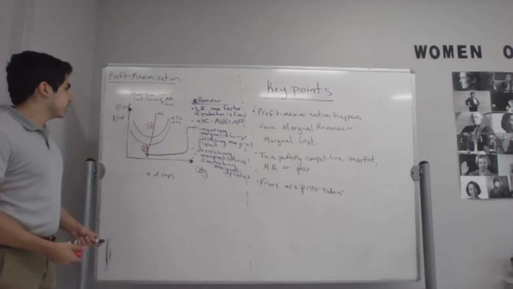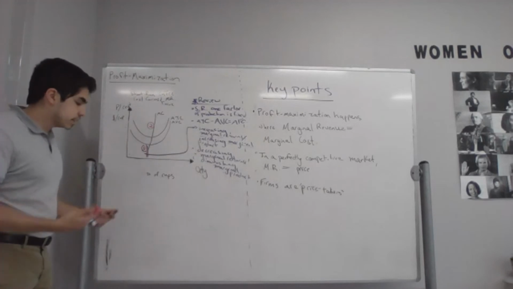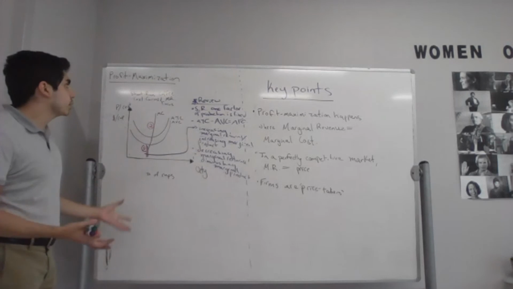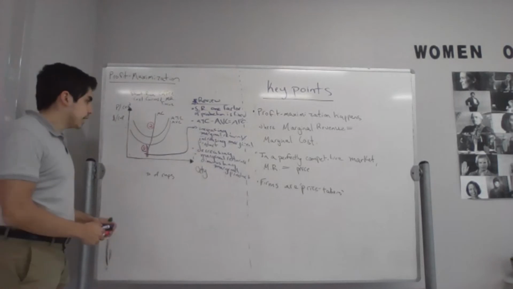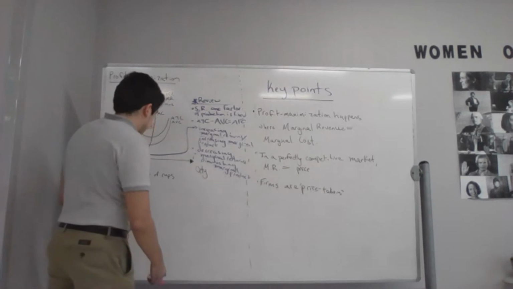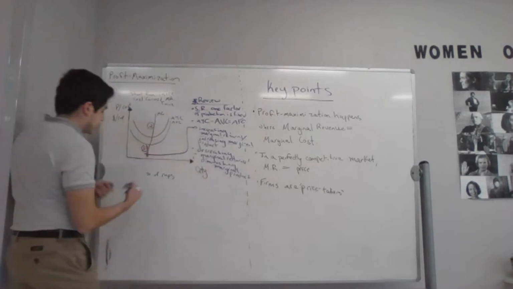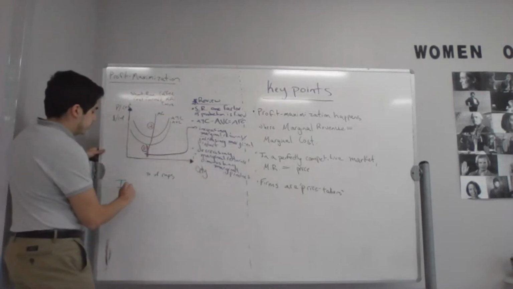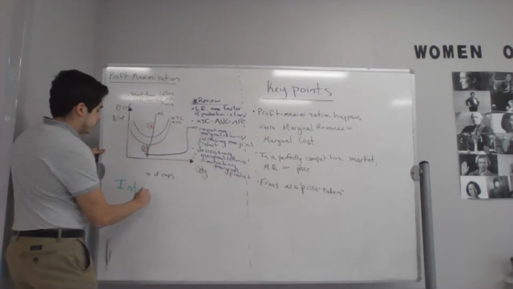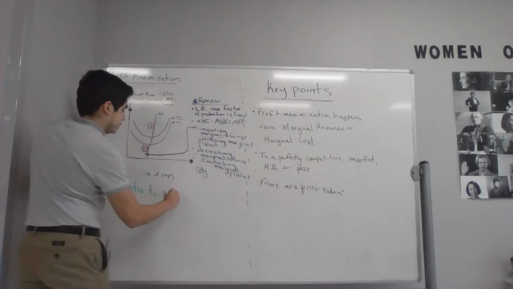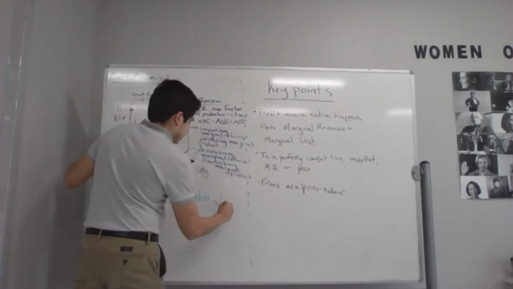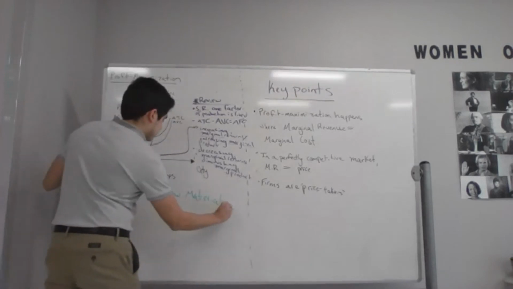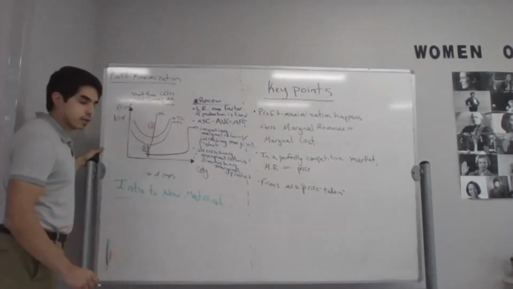Okay, so that's significant, but it doesn't tell us where the optimal point to produce is, if you're trying to maximize profit. And here's where the I&M comes in. I'm going to put this in green. This will be the introduction to new material.